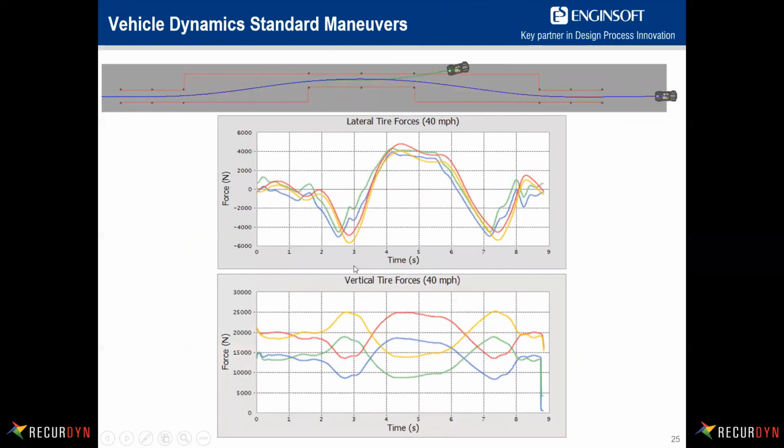With the lane change operation, we can also plot these different outputs, and we can have Processnet create these plots. In this case, we have lateral and vertical tire forces, at the sort of almost limited speed of 40 miles an hour. And we can see what's happening with the different forces as a function of different locations on the course.